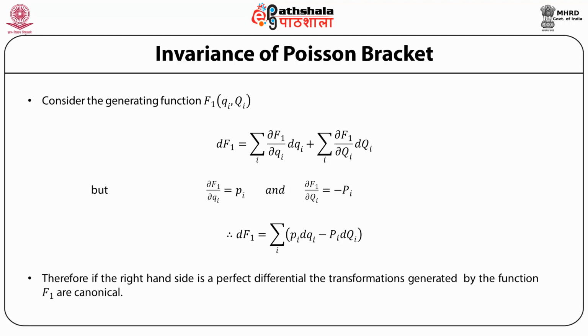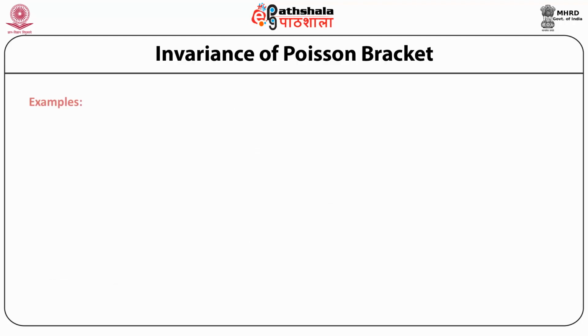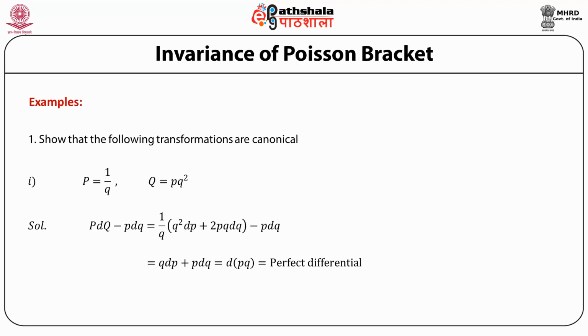And therefore, if the right-hand side is a perfect differential, the transformation generated by the function f is canonical, because we have already proved that if this df is a perfect differential, then the transformations are canonical. Now, with the help of certain examples, we will show whether a particular transformation is canonical or not.